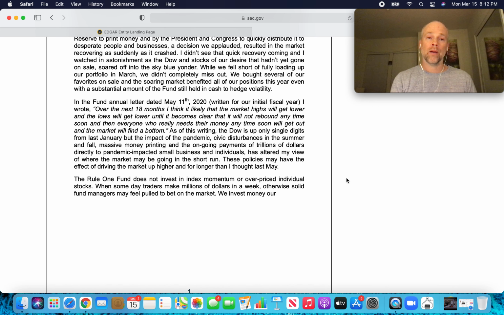These policies may have the effect of driving the market up higher and for longer than I thought last May. So he had thoughts last May. His thinking has shifted since then due to these factors that we've seen unfold in the last year. So he talks about how the Rule 1 Fund invests.